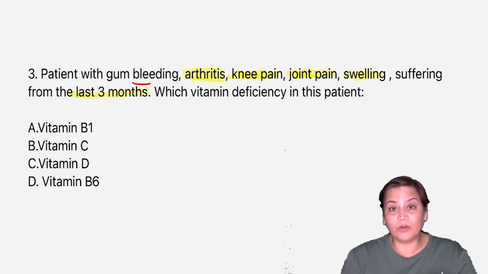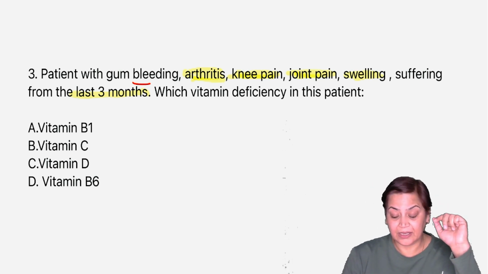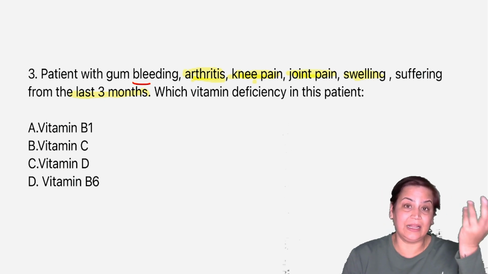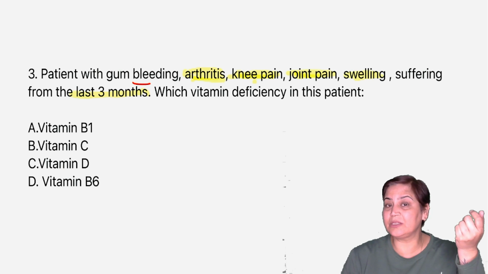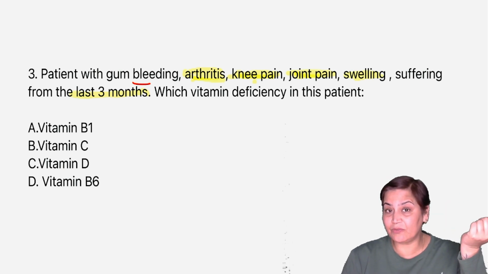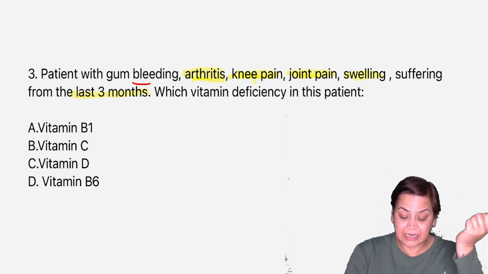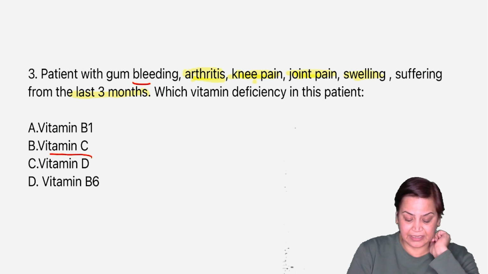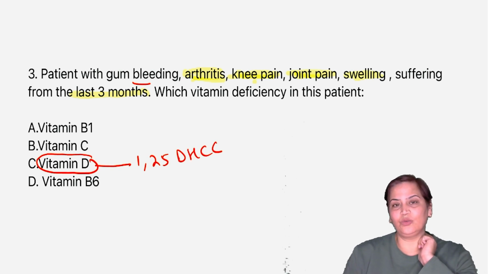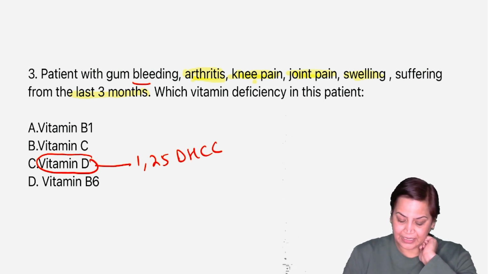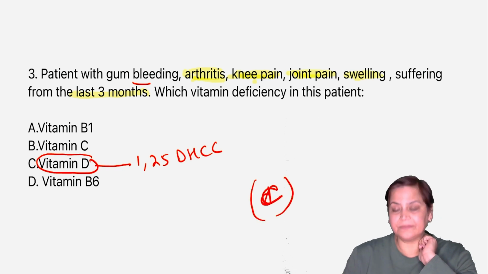We always correlate knee pain and joint pain with calcium and phosphorus metabolism. So which vitamin is responsible for the maintenance of calcium and phosphorus metabolism? It's none other than vitamin D, whose active form is 1,25-DHCC, or it is also known as cholecalciferol. Alright, so the answer will be C. Vitamin D will be the answer.